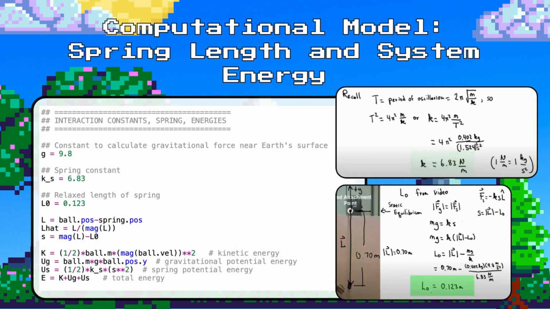For the second part of the computational model, we had to calculate the spring length and the system energy. From a separate video on Chemist, we were able to find the spring constant to be 6.83 newtons per meter, and this was calculated using the period of oscillation. We also know the length of the string that's holding the mass to be 0.70 meters, and we were able to calculate L naught to be 0.123 meters, which is the relaxed length of the spring.